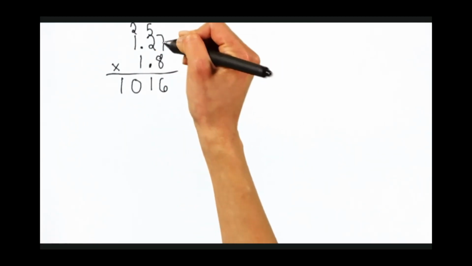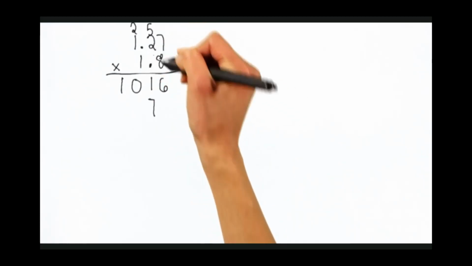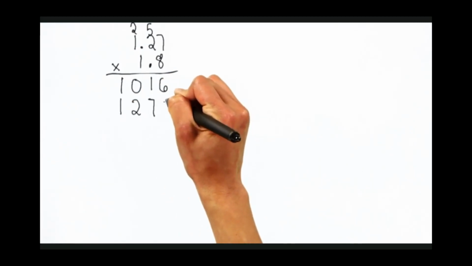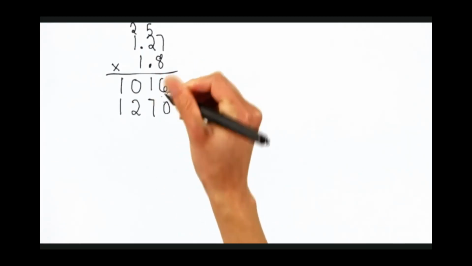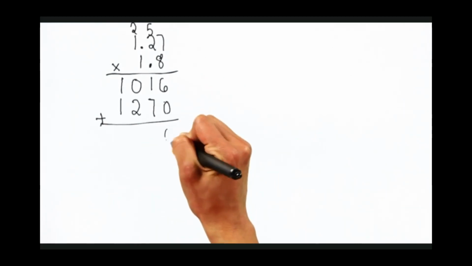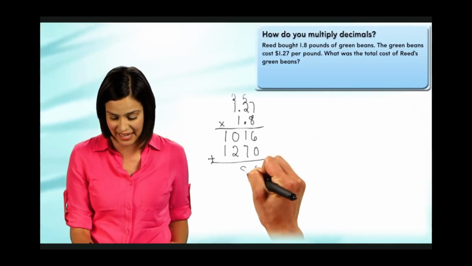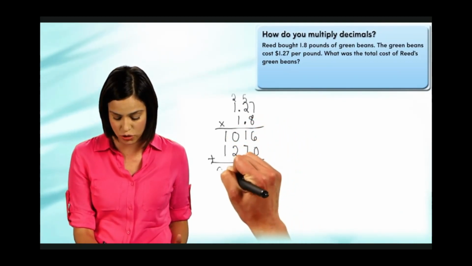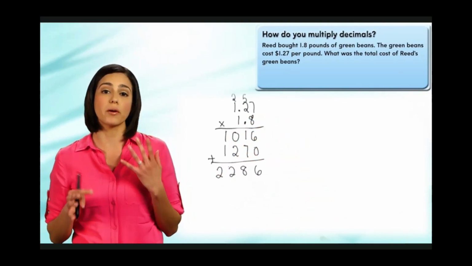Next, we have 1 times 7, which is 7, 1 times 2, which is 2, and 1 times 1, which is 1. Oh, I almost forgot my placeholder. Let's go ahead and add now. 6 plus 0 is 6, 1 plus 7 is 8, 0 plus 2 is 2, and 1 plus 1 is 2. There we have our product.